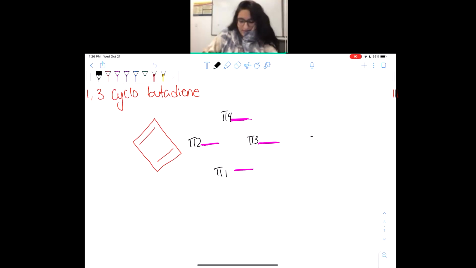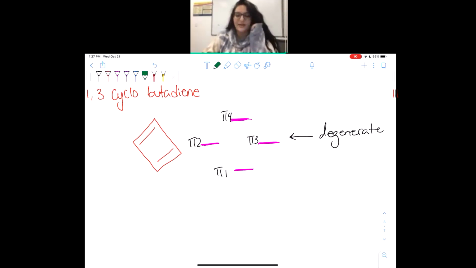So, this set of orbitals right here are going to be degenerate, and that is because they are on the same energy level again. And now we have a problem, because we're going to cut this diagram in half in order to figure out what's bonding, what's antibonding, whatever. So if we cut this in half, we actually cut through one energy level. So what do you think is going to happen? Any ideas?